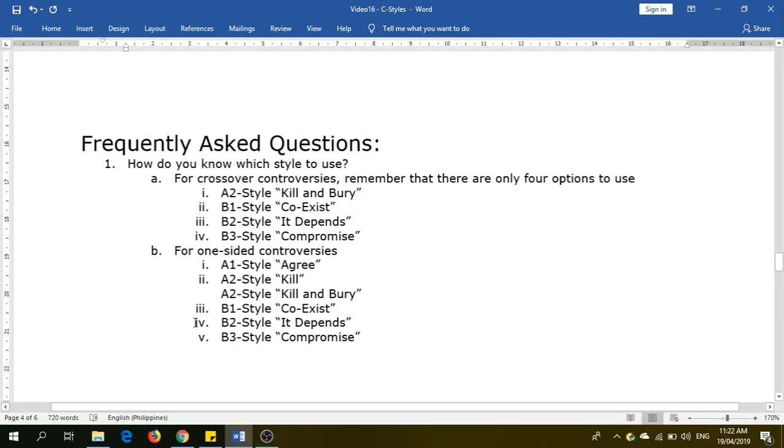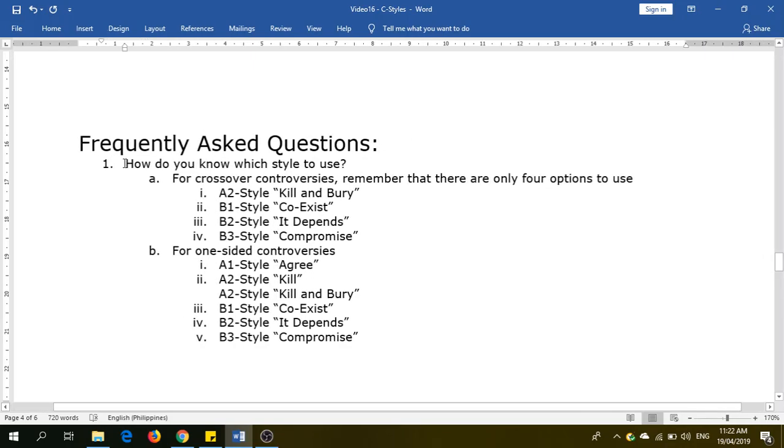So this is really like a template. The question was, how do you know which style to use? For crossover controversies, it really is either the A2 style, kill and bury, or the B1 style, the coexist, the B2 style, it depends, or the B3 style, compromise. So this applies even if the question is a two-part question. And for one-sided controversies, it's either the one-sided agree, or the kill and bury, both A2 styles. And alternately, you can also use the coexist, the it depends, or the compromise.